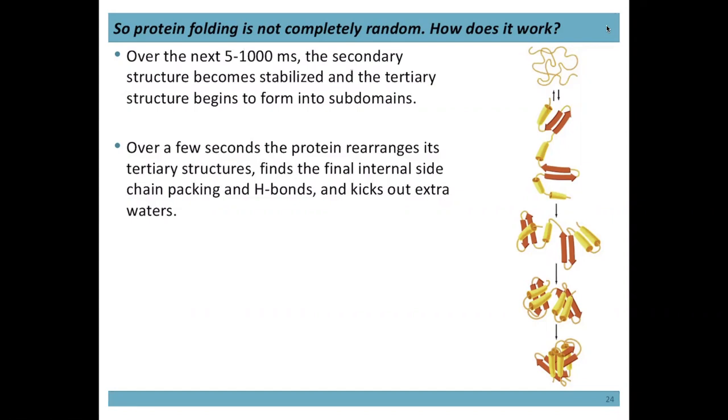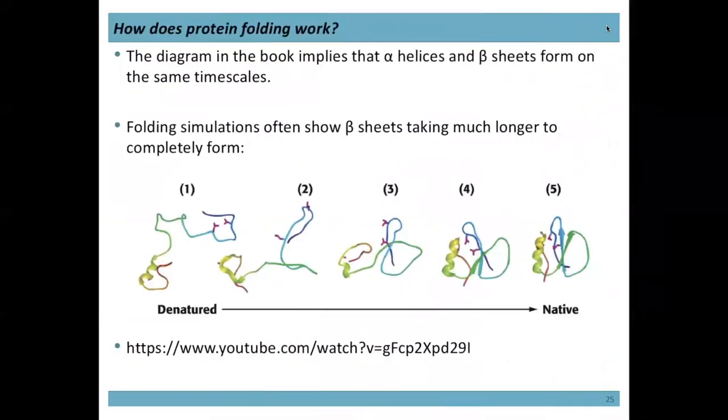So over the next 5 to 1,000 milliseconds, the secondary structures become stabilized, and the tertiary structure begins to form into subdomains. And then over a couple more seconds, the protein rearranges its tertiary structure and finds the internal side chain packing and H bonding and kicks out extra waters to get to its overall idealized fold.